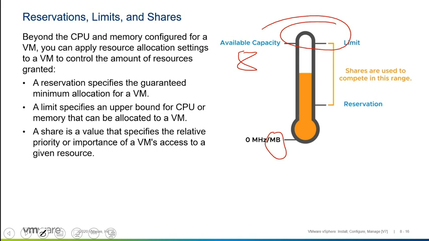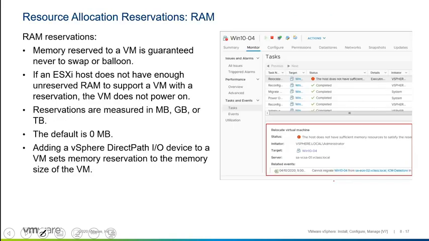Now, anywhere in between the reservation at the bottom and the limit at the top, if your ESXi host is under contention, and only if your ESXi host is under contention, we have a value for shares that defines a ratio that says how will my virtual machines compete against one another for that particular resource. So let's dive a little bit deeper into reservations, limits, and shares when it comes to CPU and memory.